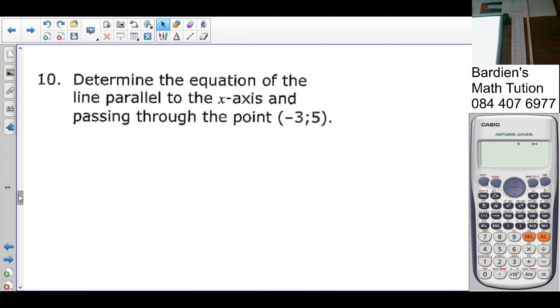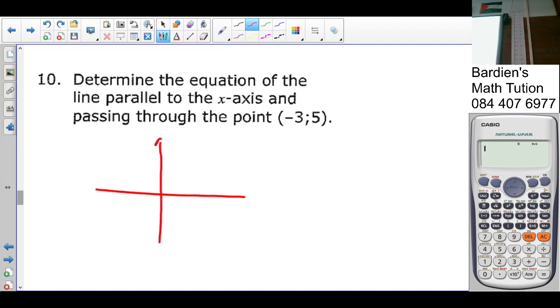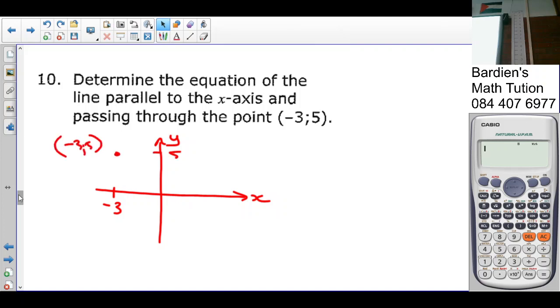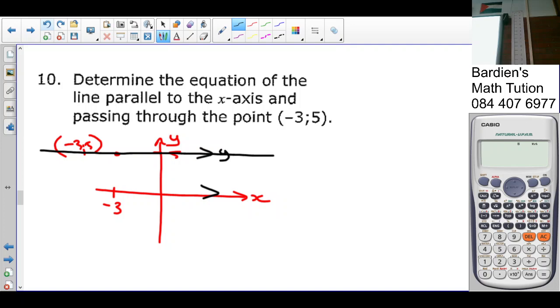Number 10, the equation of the line parallel to the x-axis. This one I'm going to do again. I've done one like this yesterday as well. It's parallel to the x-axis and passing through negative 3 and 5. So if it's parallel to the x-axis, it's going that way. So what's the equation of that line? Who can tell what's the equation of this line, people? y is equal to 5.